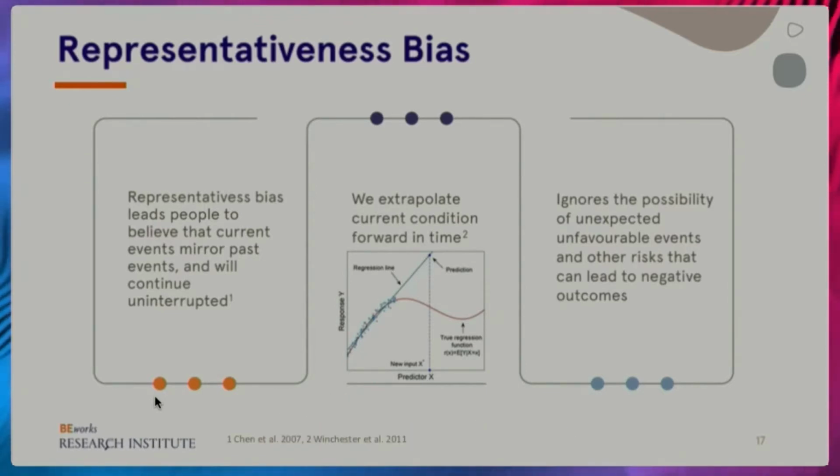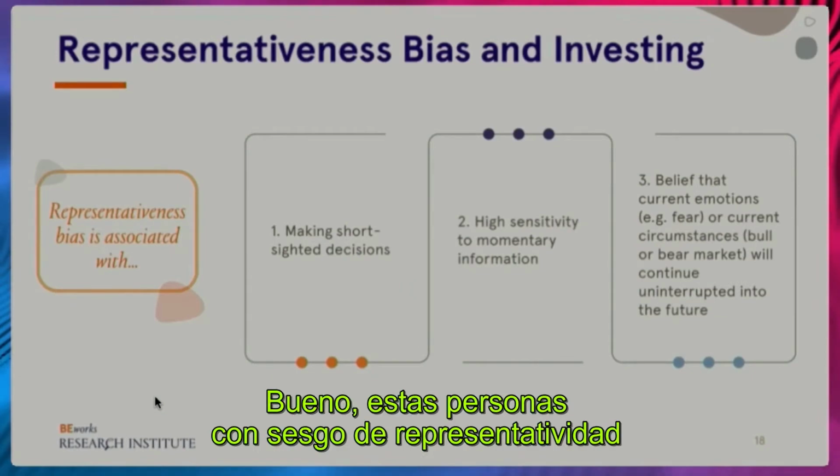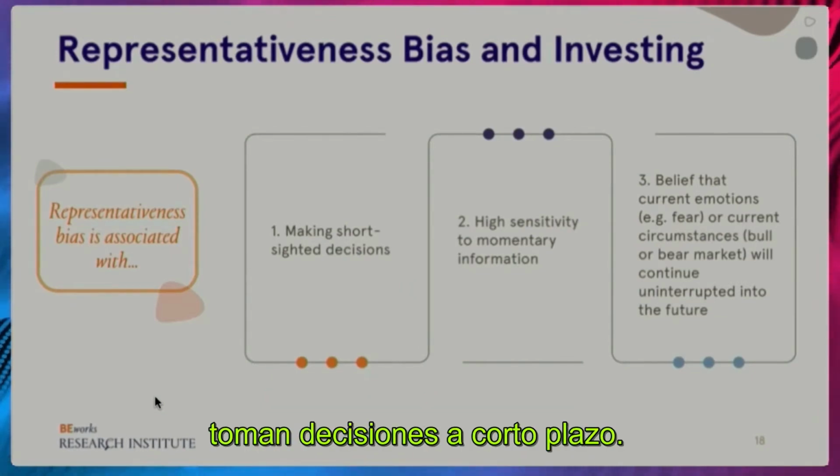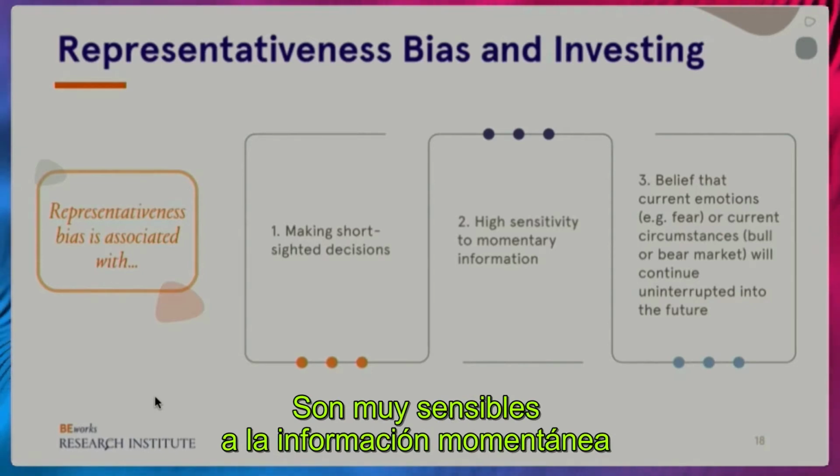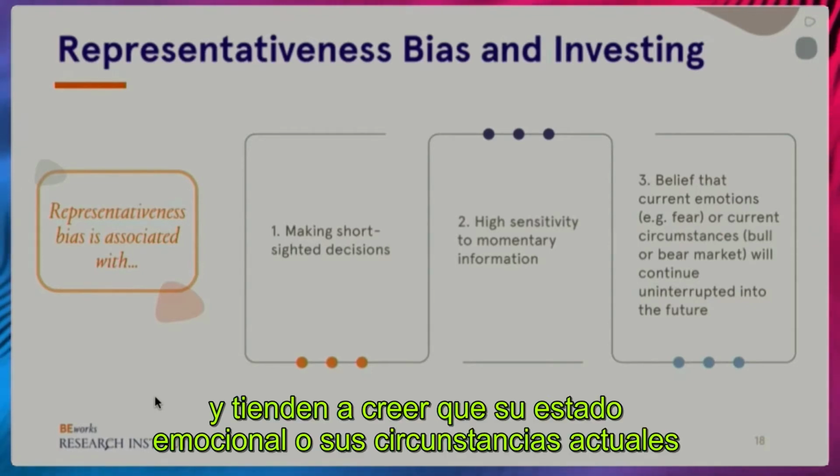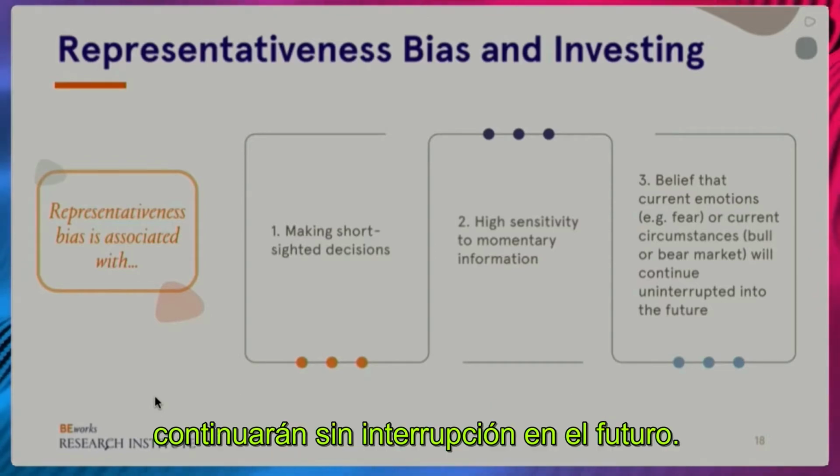What can we do? Well, these people with representativeness bias make short-term decisions. They're highly sensitive to momentary information, and they tend to believe that their current emotional state or circumstances will continue uninterrupted into the future.